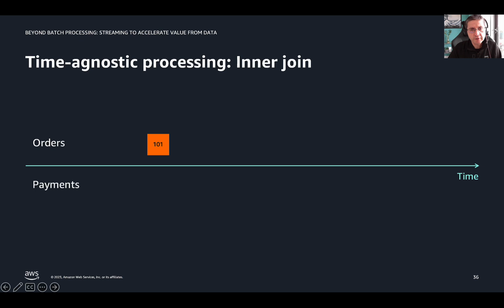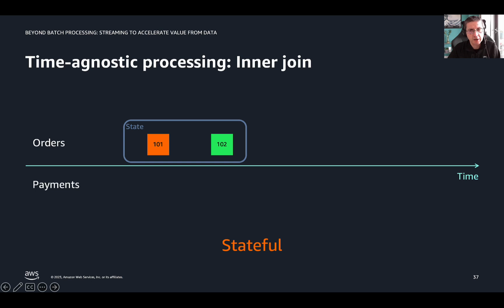So the first order reaches our node doing the join, and we buffer it, or we keep it in state in the streaming jargon. Later we receive the second order and we keep it in state as well. At some point we receive the payment of the second order. We can match it, emit the result, and discard the matched order from the state. Later on, we receive a third order and a payment related to the first order. We can match it, emit the result, and discard again the newly matched order from the state.